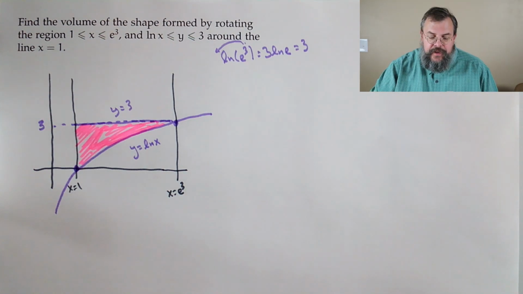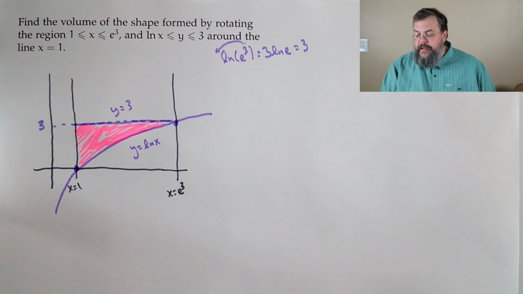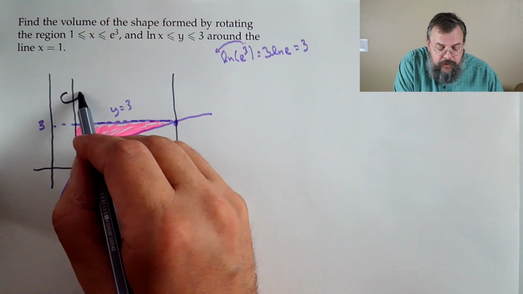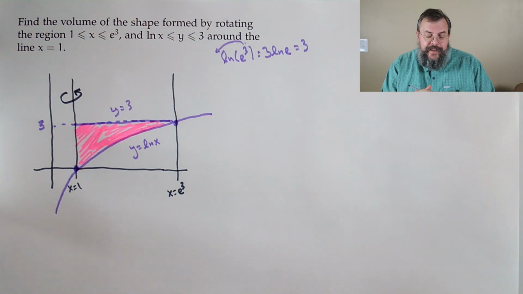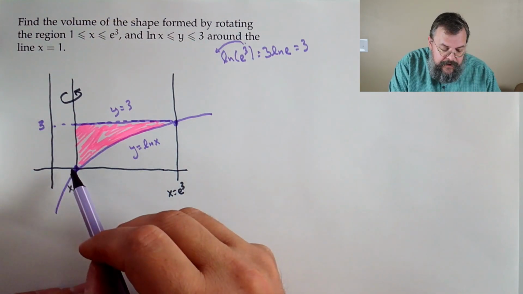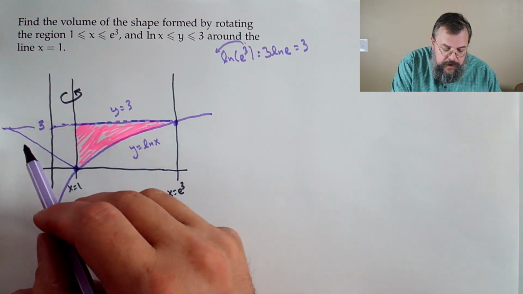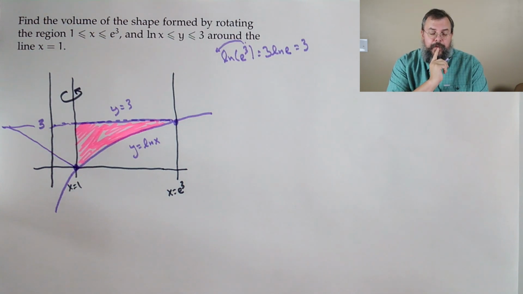Now, what makes this interesting? Where are we spinning? We're spinning around the line x equals 1. In other words, this way. So if you've been following the other problems so far, it's sort of spinning perpendicular to what we've been doing before. So, interesting. I wonder what will happen here. Well, all right, so what will happen is we'll go off and we're going to spin.